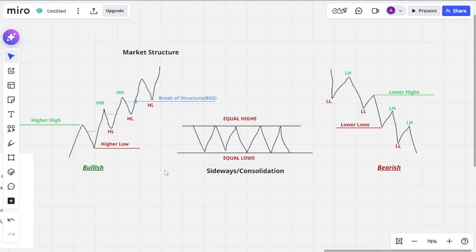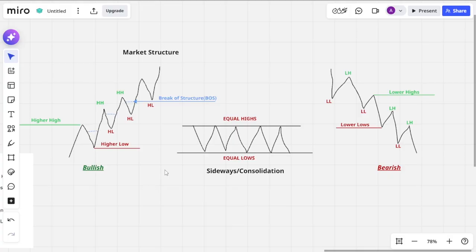The break of structure here is not so important since you know that the trend is going in an upward direction. But later on, you'll be seeing how crucial break of structure is, especially when using certain types of patterns or setting up your trades. Right? So for sideways consolidation, it's just equal highs, equal lows. Nothing is happening. The market is ranging. It's not going anywhere.